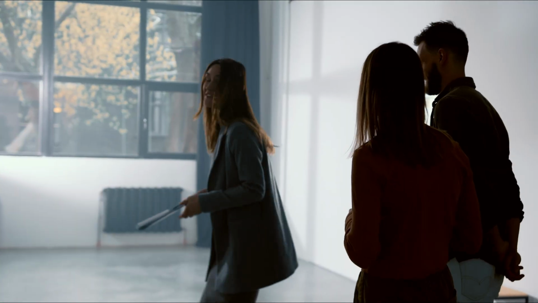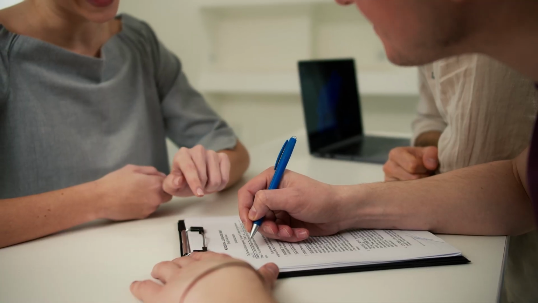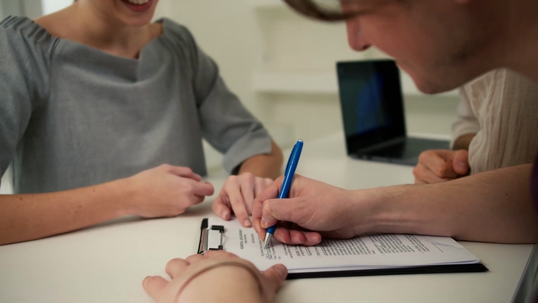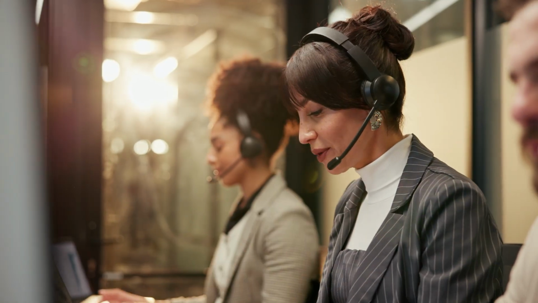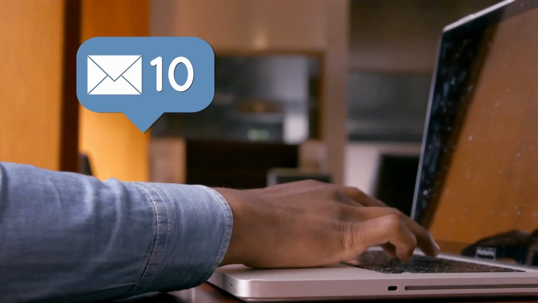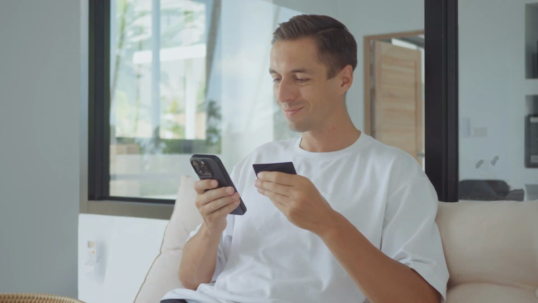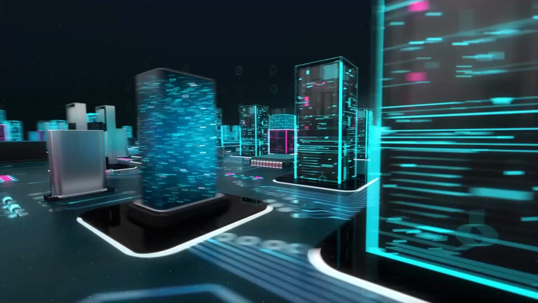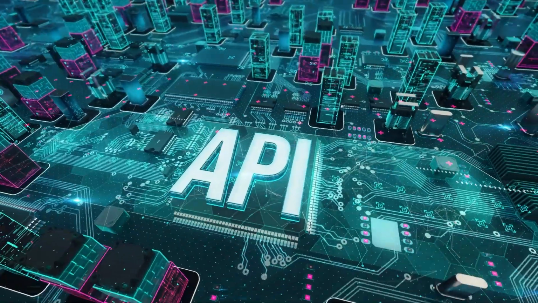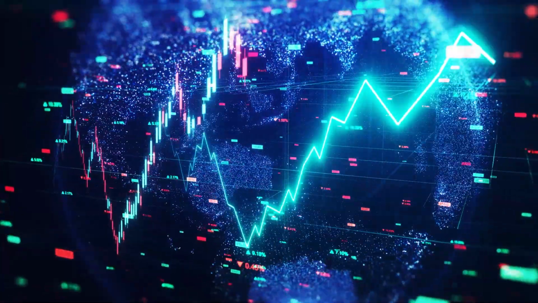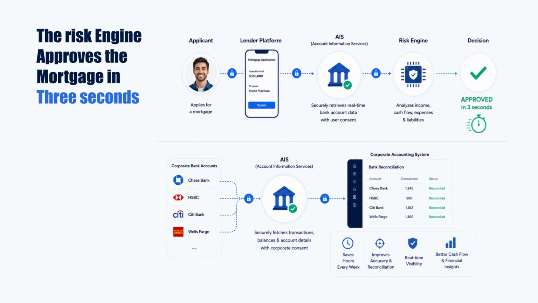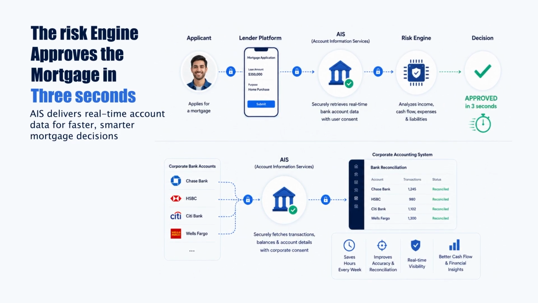Imagine a user wanting to buy a house. In the old world, they had to print out bank statements, call their insurance broker, and email PDF files to a mortgage lender. It took multiple weeks. In the open finance world, using AIS, the user opens the lending app and clicks connect. Instantly, the lender's API pulls real-time data, read-only, from the user's checking account, their stock portfolio, and their salary deposits. The risk engine approves the mortgage in just 3 seconds.